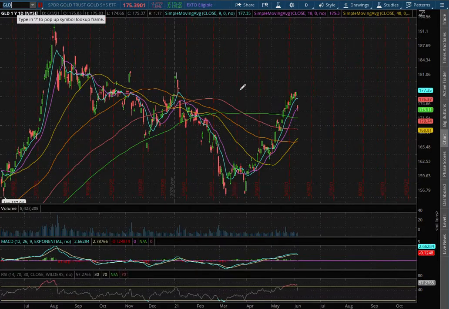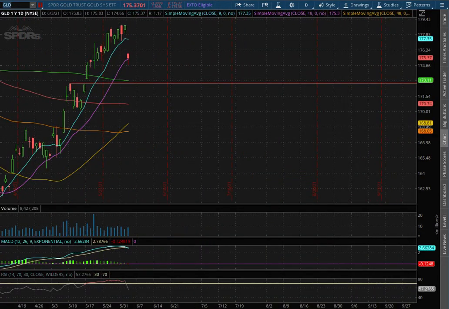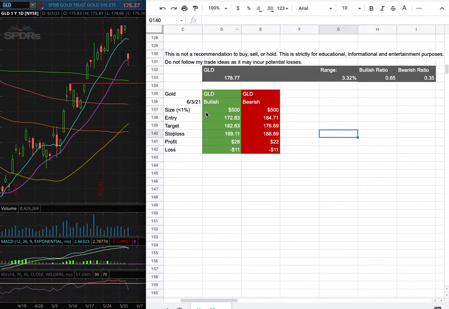As with the trade idea, I'll be trading GLD and my position size is less than 1% of my portfolio. My long entry is at $172.83 and that is this range here. My sell target is at $182.63 and my stop loss is at $169.11.